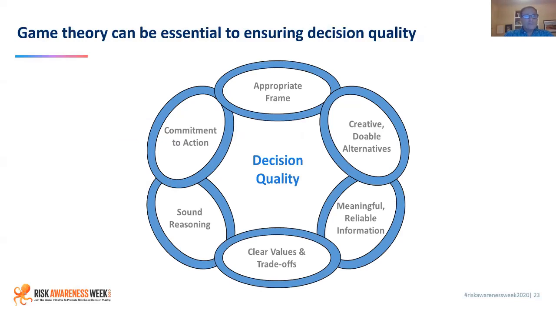One of my roles at Shell when I was there was to really push decision quality and improving decision quality there. And to be honest, if you don't use game theory for many of these sorts of problems, you're not going to be able to ensure decision quality. Your frame is not going to be right. You're not going to be looking at the alternatives with enough creativity. You're not going to be looking at the alternatives that the other players have, which can be very important. You're not going to be thinking about the right information or the right values and trade-offs. The logic, the sound reasoning will not be there because you're not thinking through the chess game, as it were.